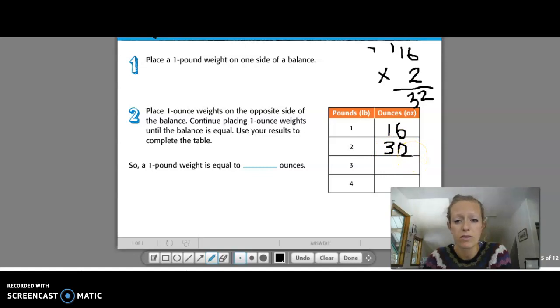What about 3 pounds? Well, let's work it out again. 3 pounds, I need to multiply that 3 times 16. So 16 times 3. 6 times 3 is 18. Good. 8 down here, let's bring up our little 1. 3 times 1 is 3, plus that extra 1, 4. So I end up with 48. Good.